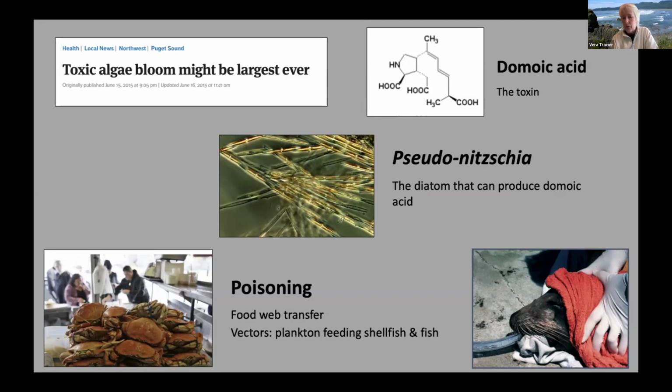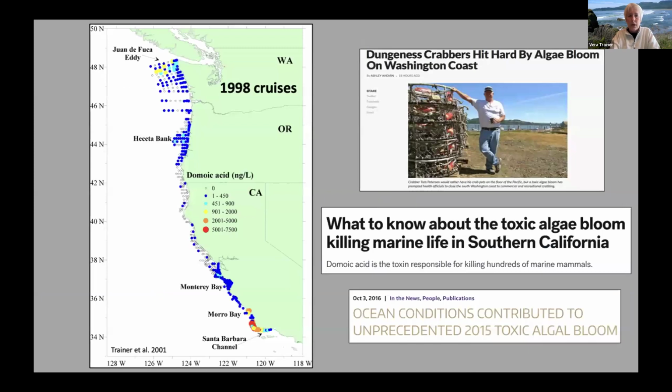But in this case on the right, you see a sea lion that's being intubated because it ate too many sardines and anchovies laden with domoic acid. So there can be very serious effects of this toxin.